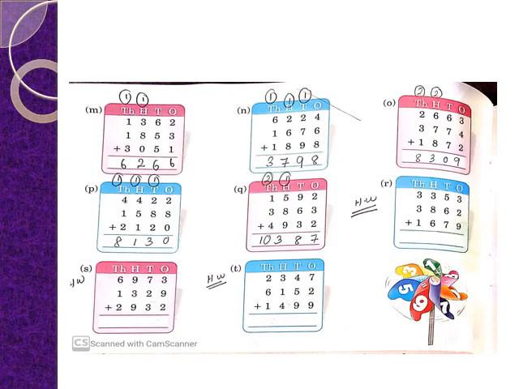See, I have done these. R, S and T, these three sums you have to do by yourself without taking anyone's help.